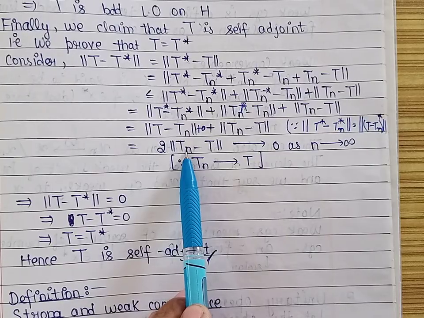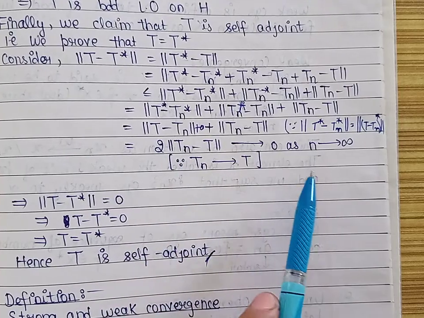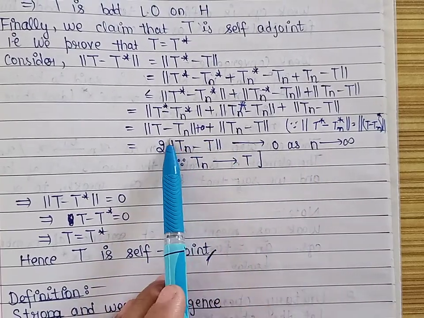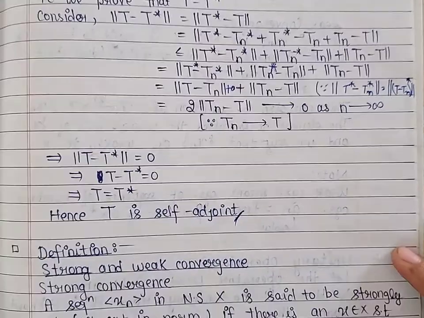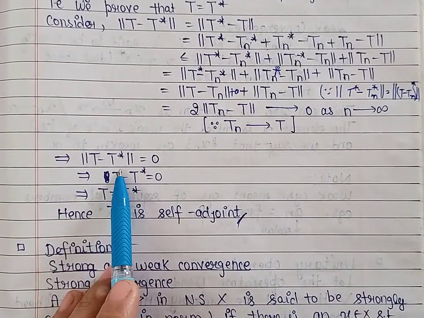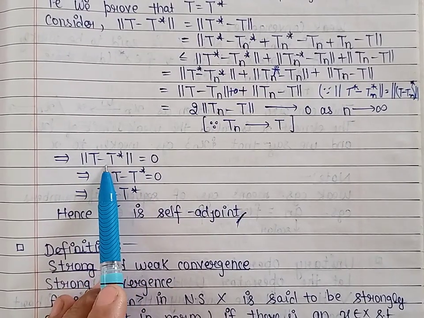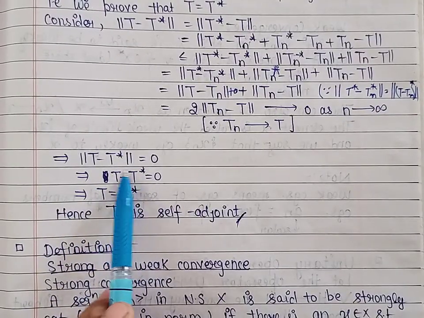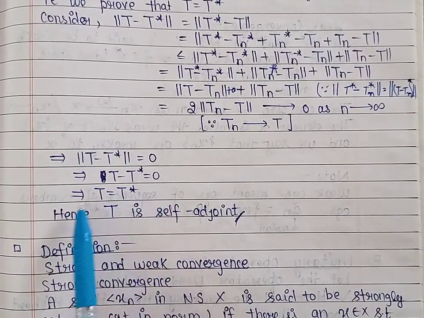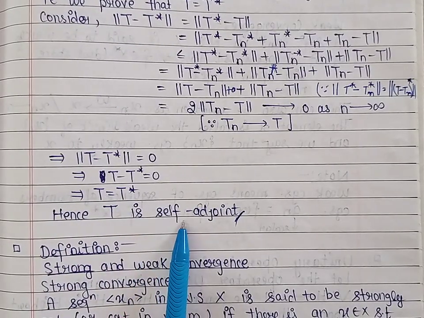But we are given that the sequence Tn converges to T. It means as n approaches infinity, this norm approaches 0. So from here we get the norm of T minus T star is equal to 0. And because the norm is a non-negative quantity, if the norm is 0, then the expression inside the norm will also be 0. So from here we get T is equal to T star, and this proves the self-adjointness of T.